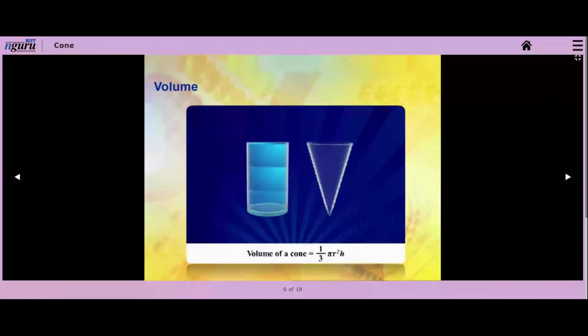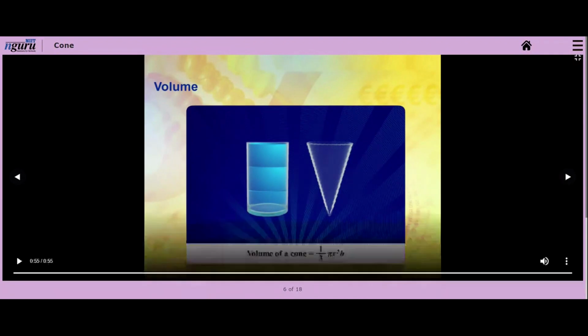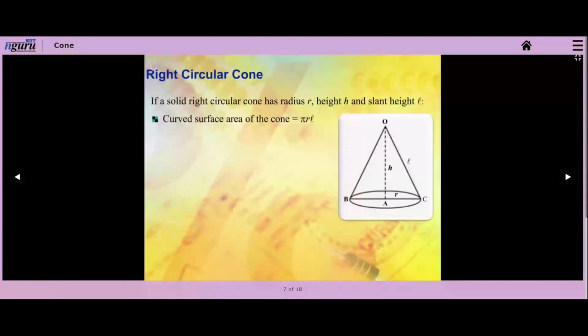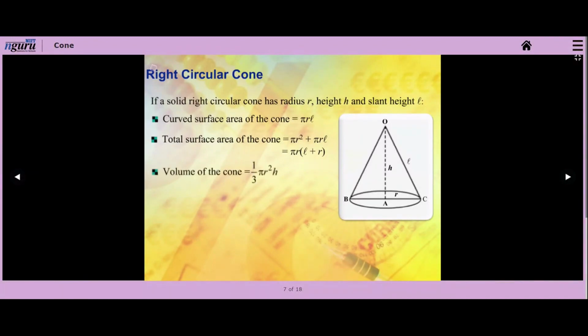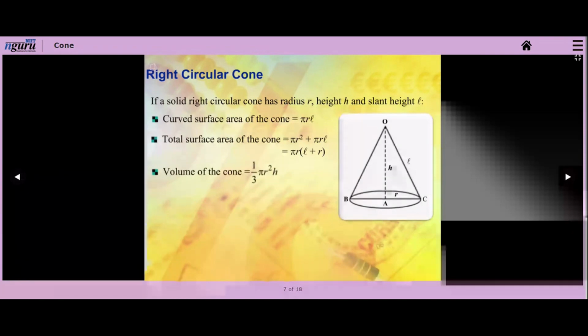Note that the volume of a cylinder is equal to pi r squared h. The volume of a cone is equal to 1/3 pi r squared h. For a cone with radius r, height h, and slant height L, the curved surface area of the cone is equal to pi r L. The total surface area of the cone is pi r multiplied by L plus r. The volume of the cone is equal to 1/3 pi r squared h.